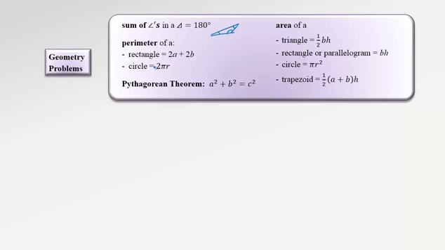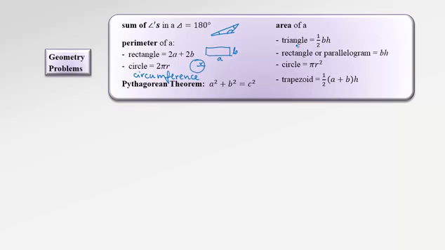We need to remember some main formulas for perimeter and area of certain commonly used shapes. For example, perimeter of a rectangle is 2a plus 2b if one side is called A and the other is B, because we are going twice along this side and twice along that side. Perimeter of a circle, this is actually called circumference, which is equal to 2 pi r. So if you have a circle with radius r, the circumference is 2 pi r.